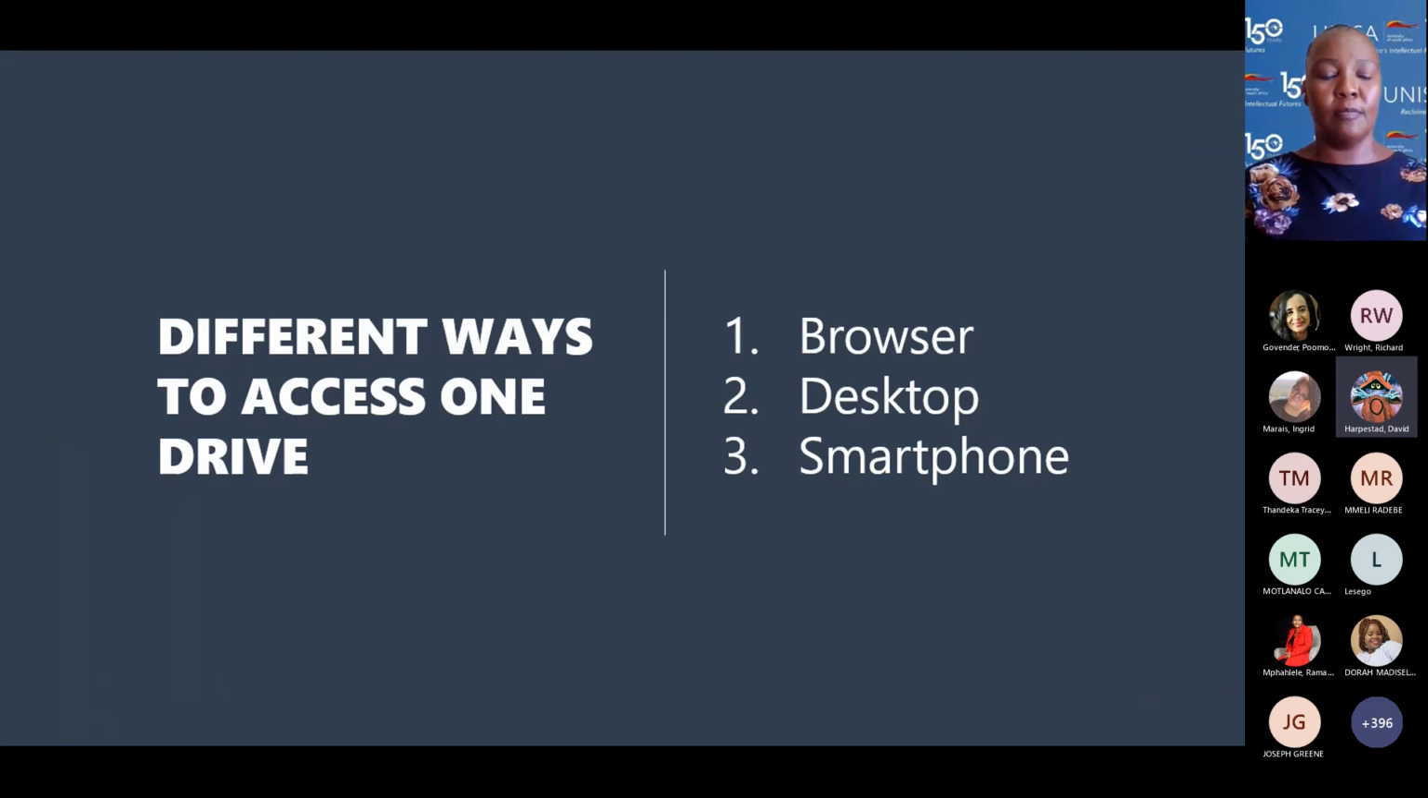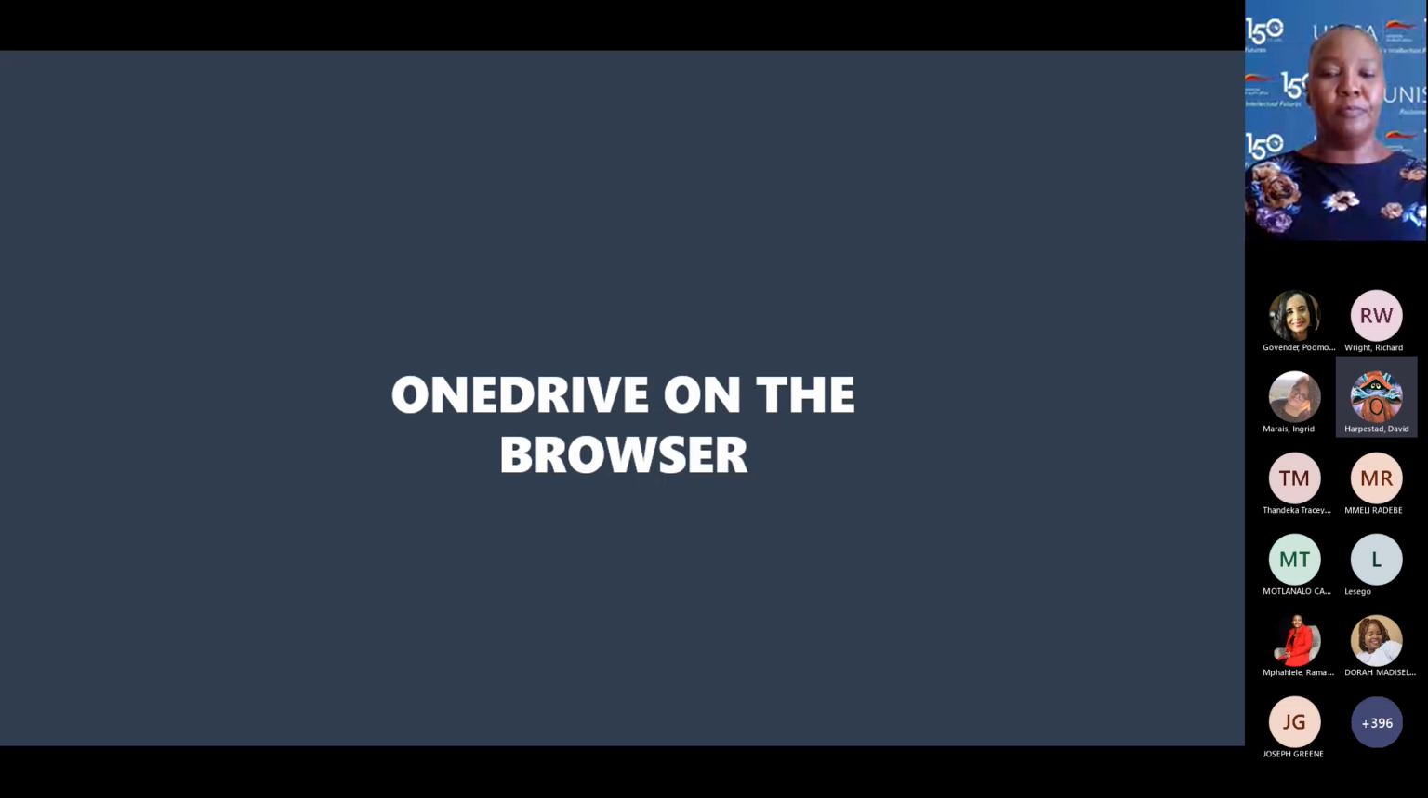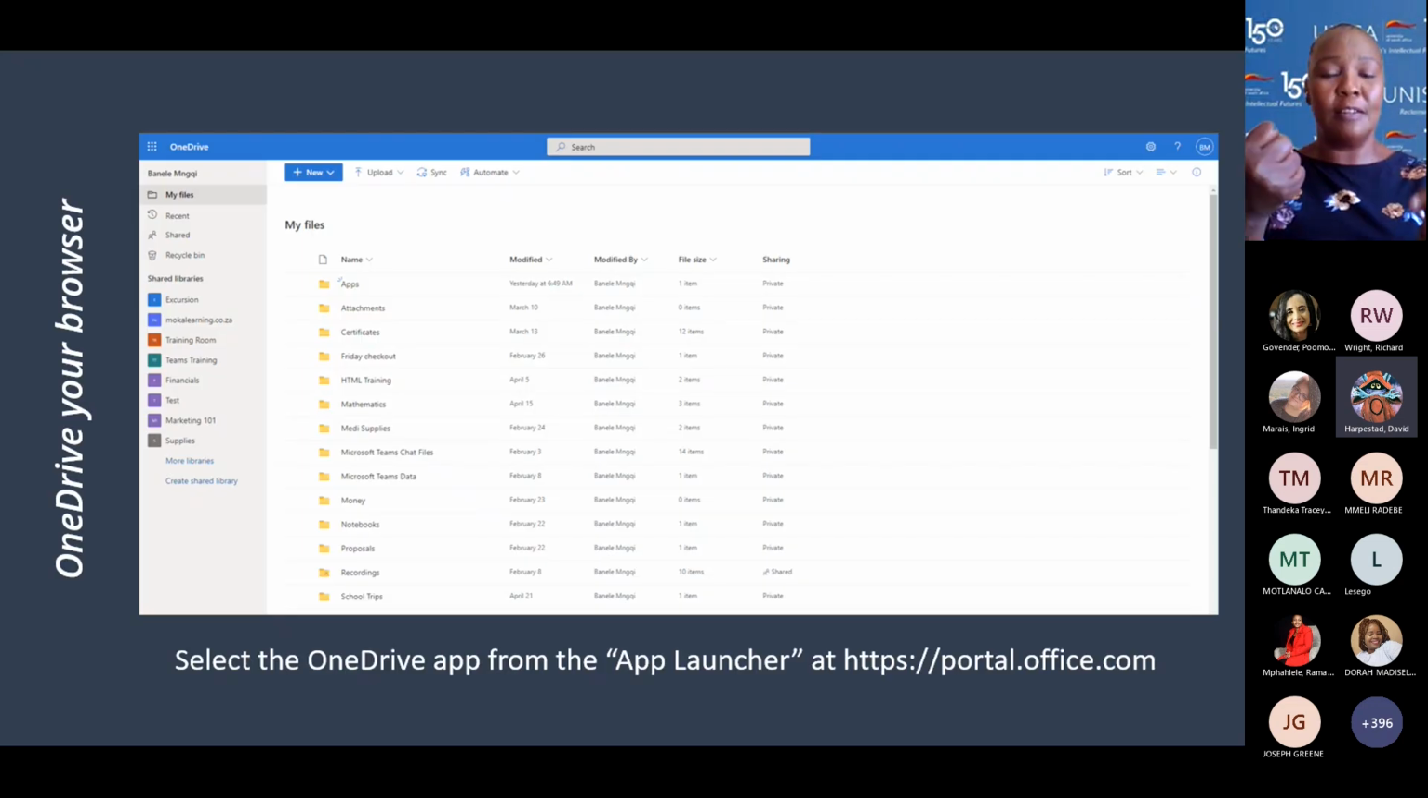Okay, great. So there are different ways to access your OneDrive. We can do it through your browser, your desktop, or the smartphone. Okay, so OneDrive on your browser. What's going to happen is exactly where Richard was.